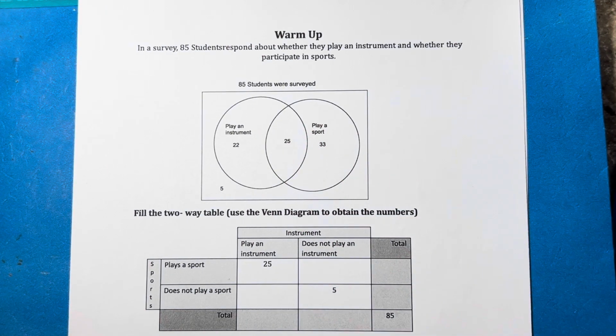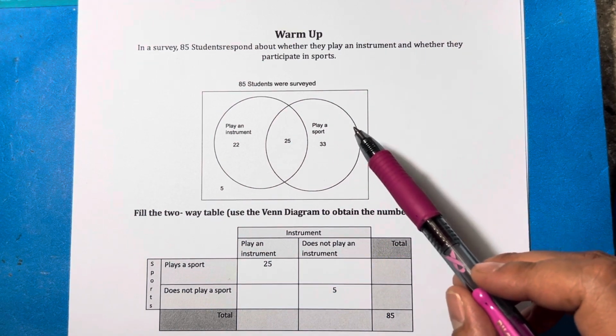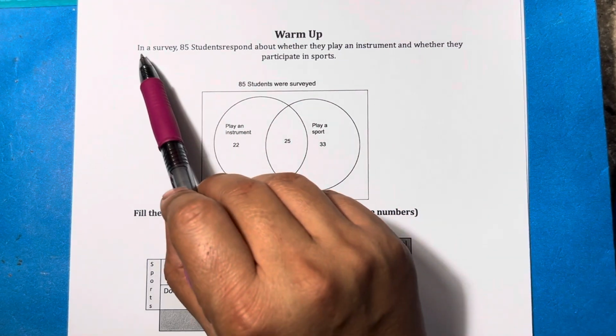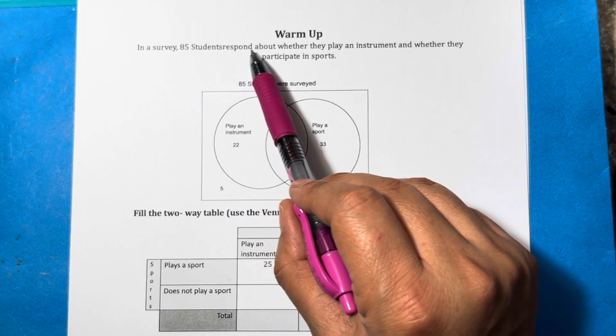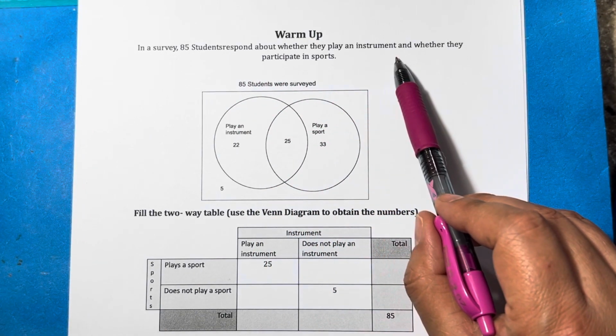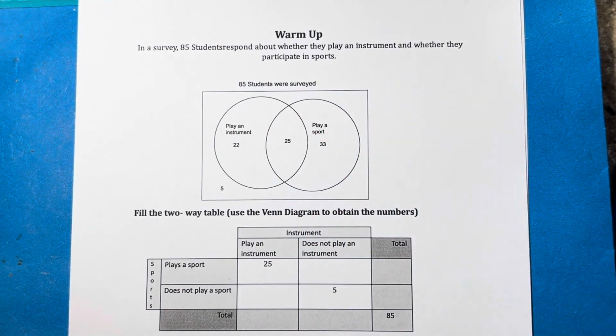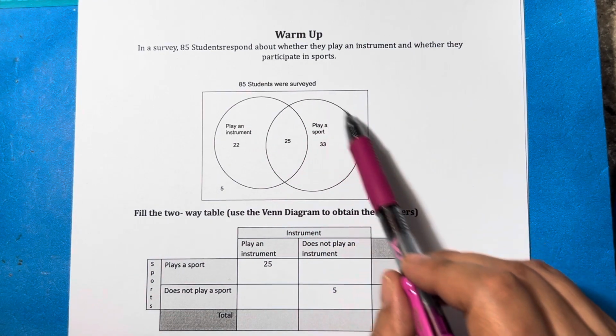is just fill out the two-way frequency table. So pause the video so that you can try it. It says, in a survey, 85 students respond about whether they play an instrument and whether they participate in sports. So it's 85 students total.